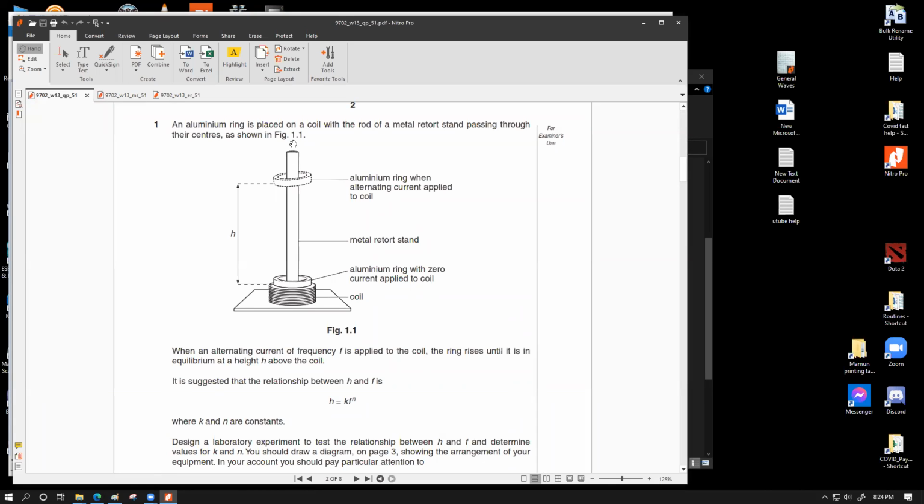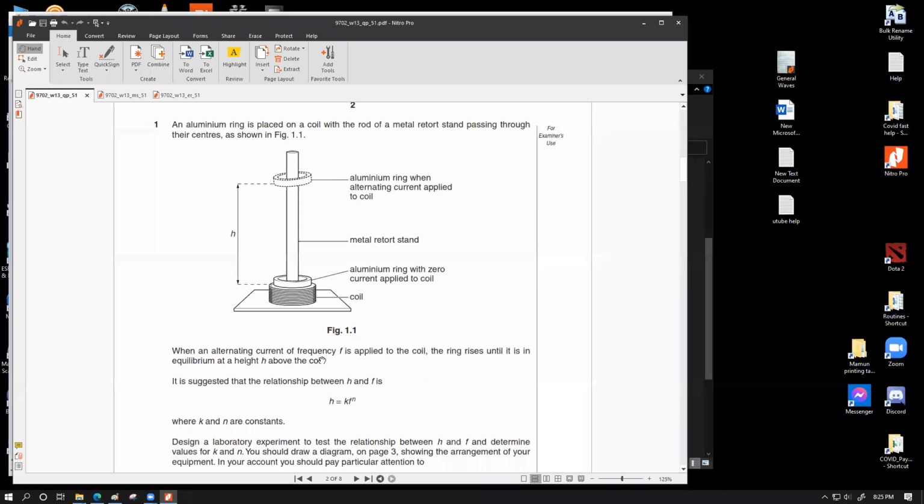So we have a coil at the bottom. The coil is producing a solenoid, so it has insulated wires producing a magnetic field, and it is energized by an AC supply, so it is continuously flipping back and forth. Whenever we energize this coil, the aluminum ring, which is not connected with the coil, not electrically, not physically, just placed onto it, is going to rise up to a height over here and become stationary or stable at a height over here.